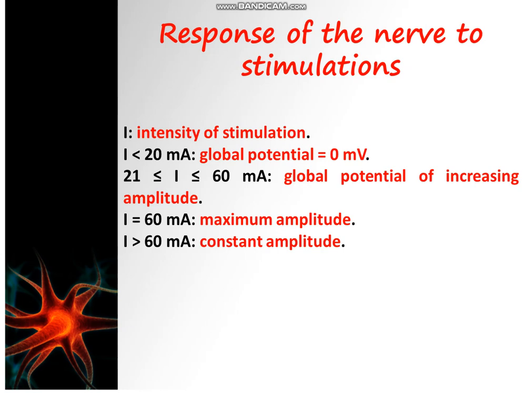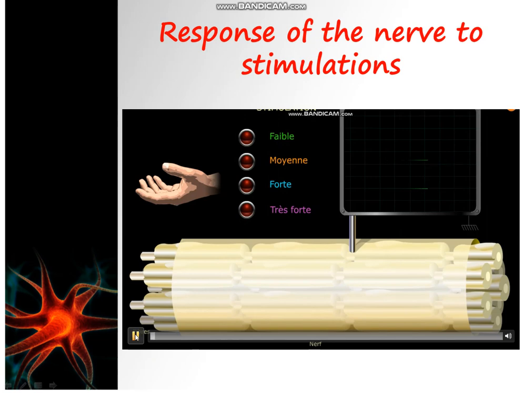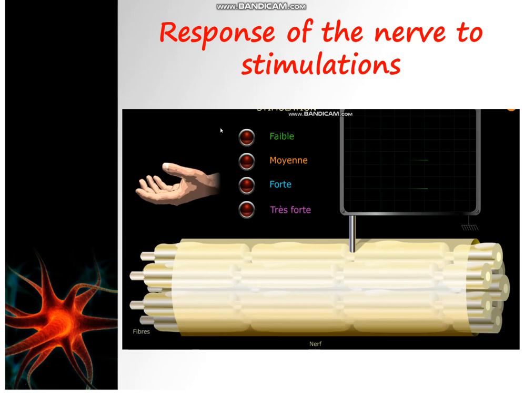How can we explain these results? In fact, the origin of these results is the composition of the nerve in nerve fibers. This experiment explains the results. What do we have in this experiment? This is a nerve with many types of fibers in it, and we will stimulate it with 4 different intensities of stimulation.